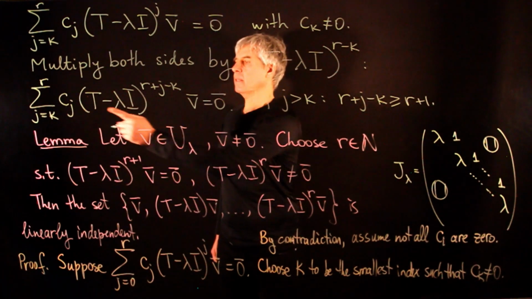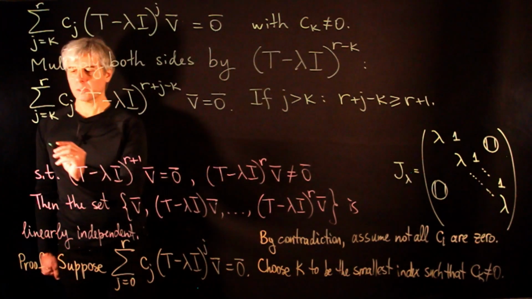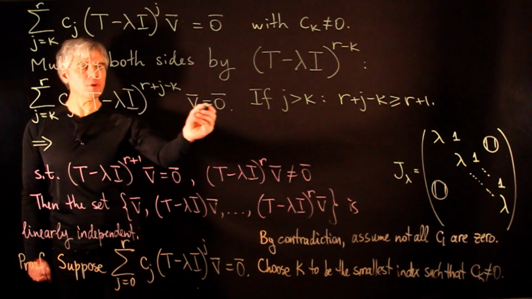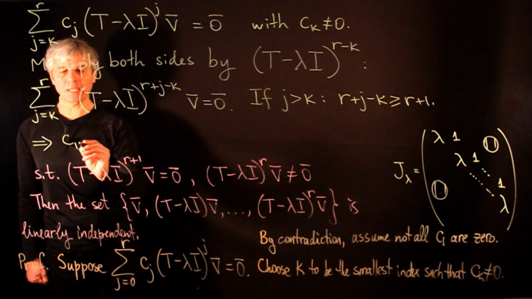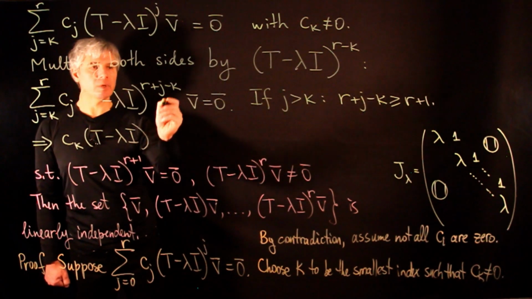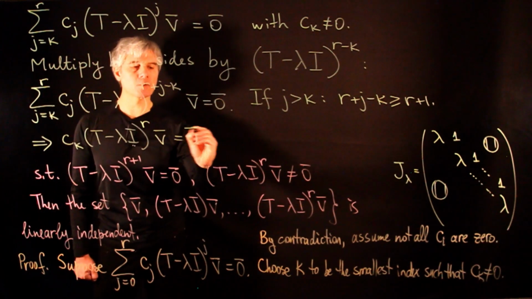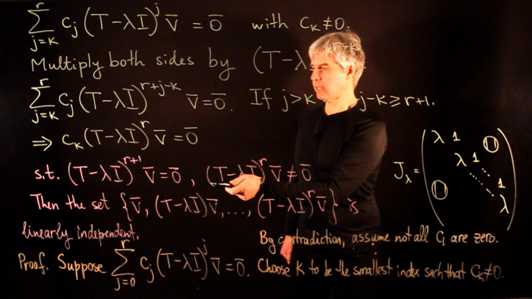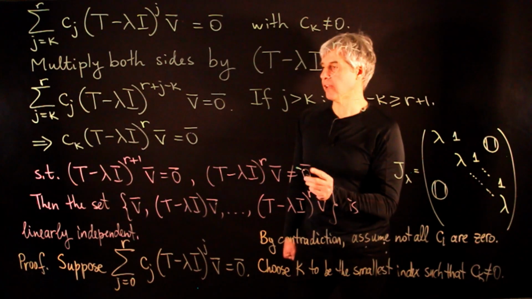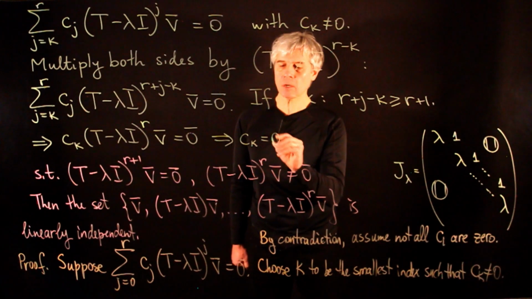This tells us that in the sum, only the first term is possibly non-zero. So if we drop all the terms beyond the first one, then what will survive in this sum is the following. So we get c_k times (T minus lambda I) to the power r, when j is equal to k, acting on v, is equal to the zero vector. But by the assumption of the lemma, (T minus lambda I) to the power r acting on v is a non-zero vector. So thus, this equality implies that the coefficient c_k is equal to 0.